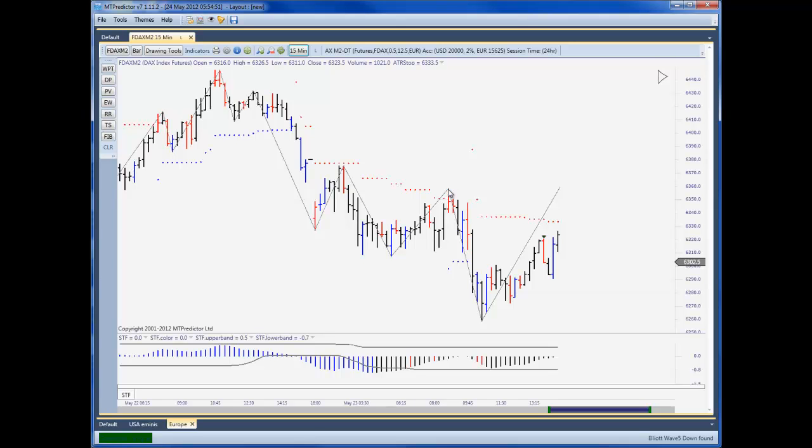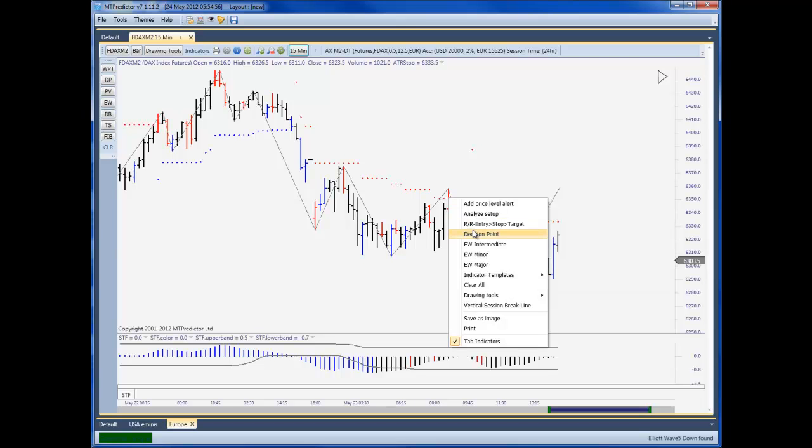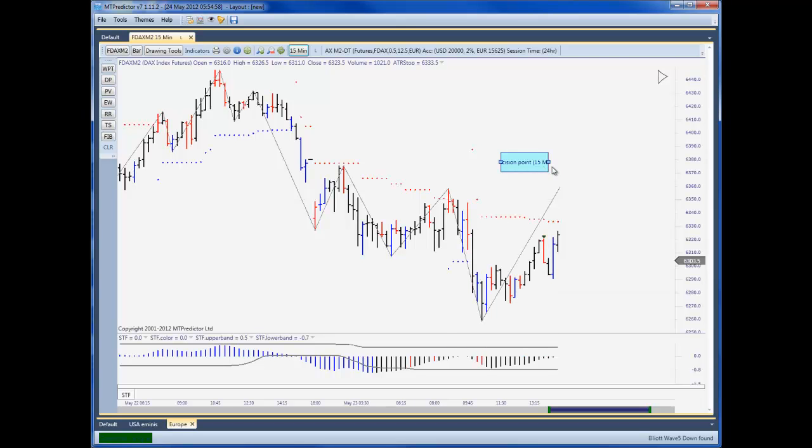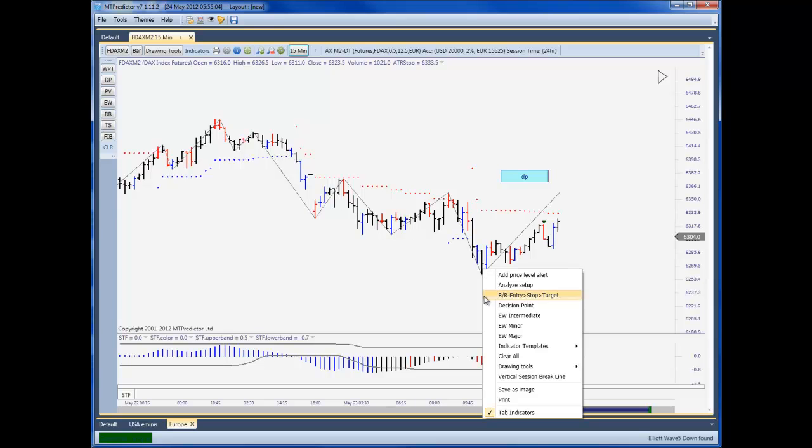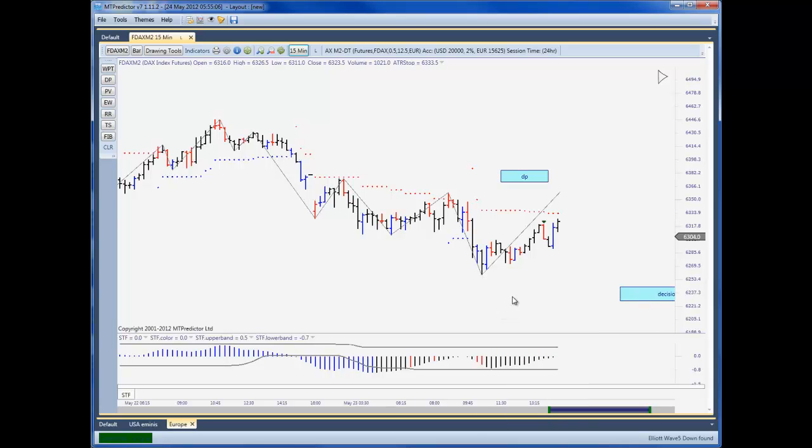To put them on the chart is really easy. We have a pivot swing here, so I just right mouse click, do decision point, and there you can see it's on the chart there as well. I'll also put one off this low here, because that will be good for our target, as we'll see in a minute. And there's the decision point there.